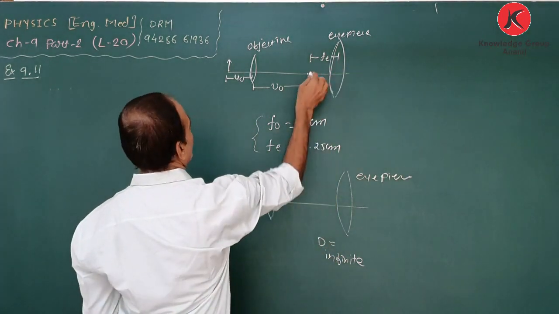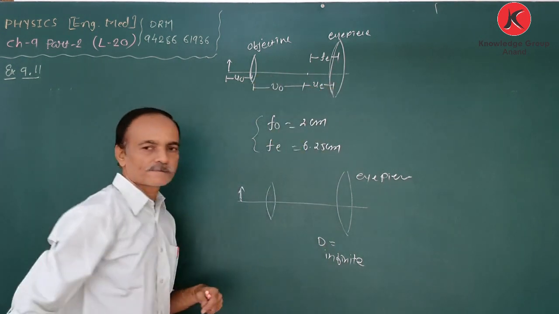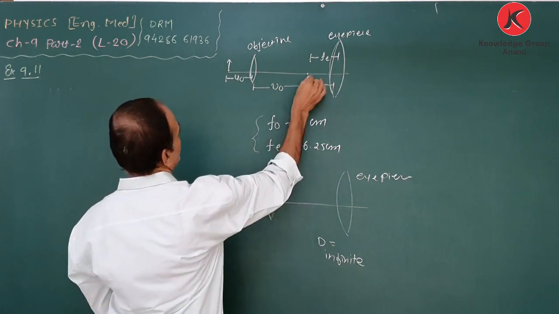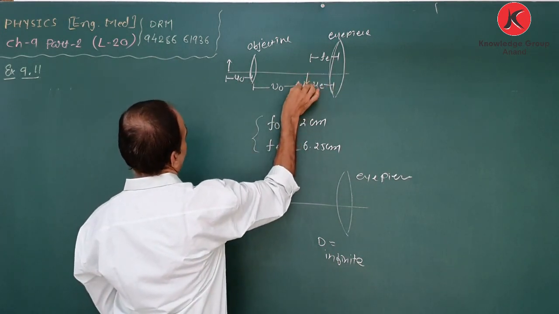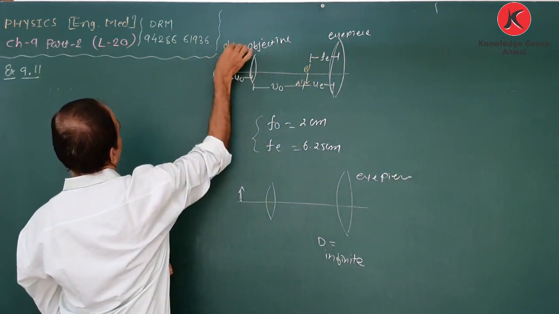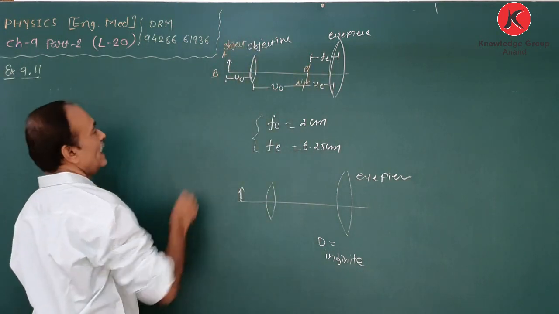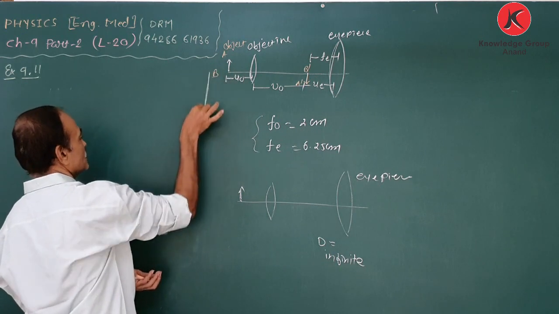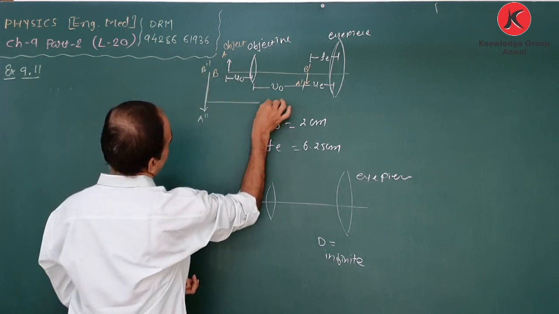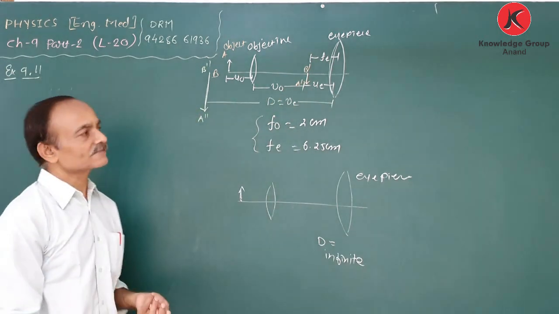Now, for the eyepiece, this distance is the object distance. One image is formed, A'B'. There is AB, our object. There is the image, and the final magnified image is formed here, A''B''. This distance is D, or V for the eyepiece.